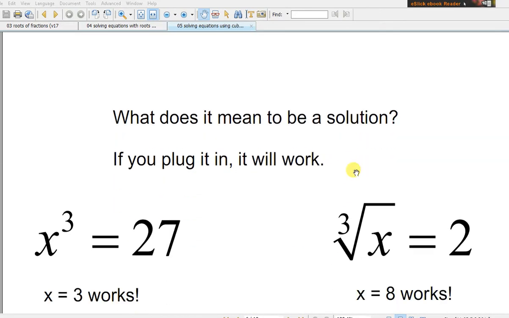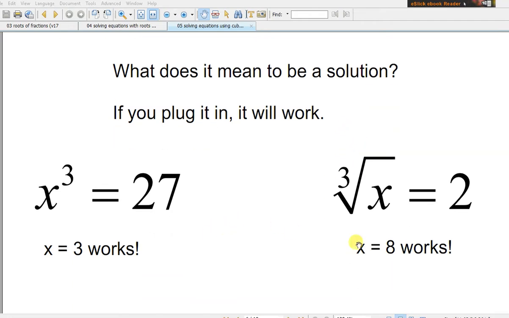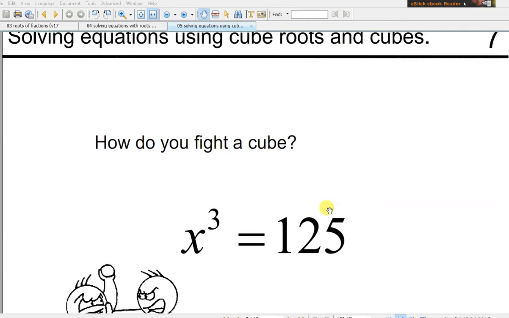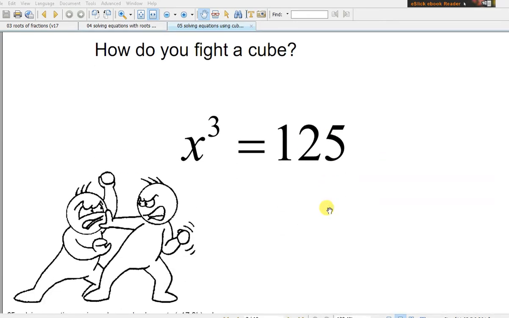So what does it mean to be a solution? It means if you plug it in, it will work. And on the first one, we saw that 3 works. And on the second one, we saw that 8 works. If you plug it in, it will work. So how do you find a cube? Well, you find a cube with a cube root. Let's get this into our notes.